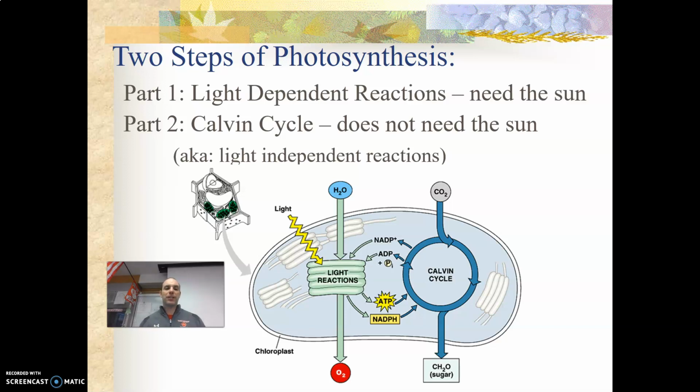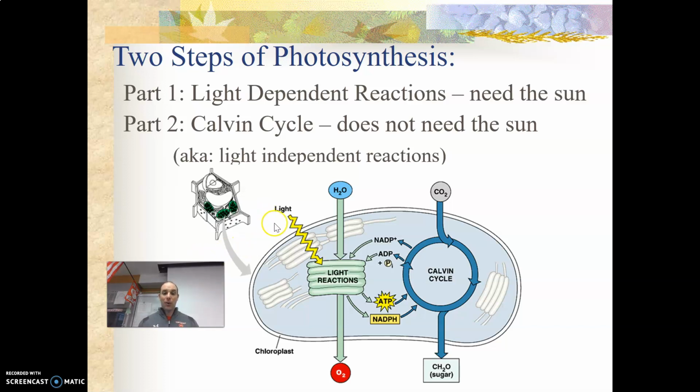Okay, here's the last part for today. There are 2 steps of photosynthesis that we hit on earlier. Part 1 is called the light-dependent reaction, or the light reaction. It needs the sun. Part 2 is called the Calvin cycle, light-independent reaction, or the dark reaction. And it does not need the sun.